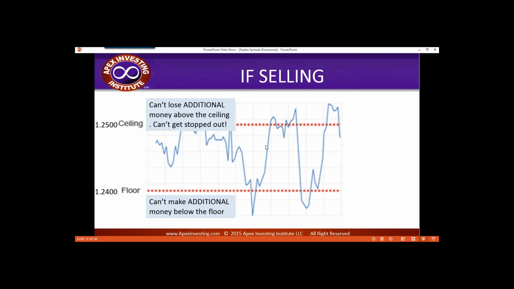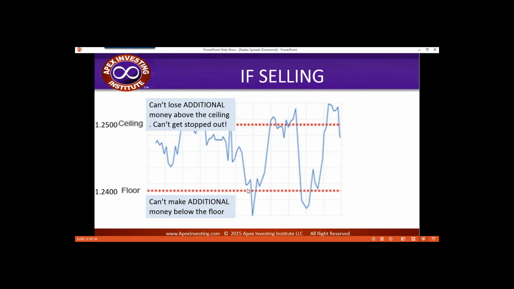So I thought the market was going down, so I sold, but I was wrong. The market went up. So I lose $1 a tick as the market goes up, but as soon as it hits the ceiling of the spread, I don't lose any more. I have a limited area where my risk stops. So even if the market goes hundreds of points against me, I don't keep losing money past the ceiling of this spread. But it also doesn't just close my trade out when I get to the ceiling. My trade is still open until expiration or until I close it. I also can't make additional money below the floor of the spread.